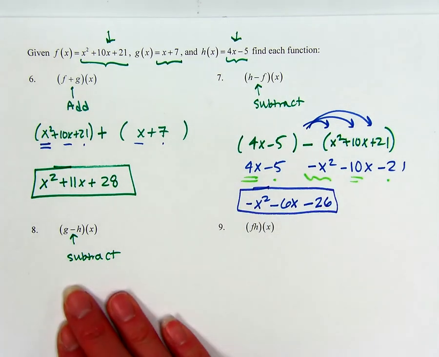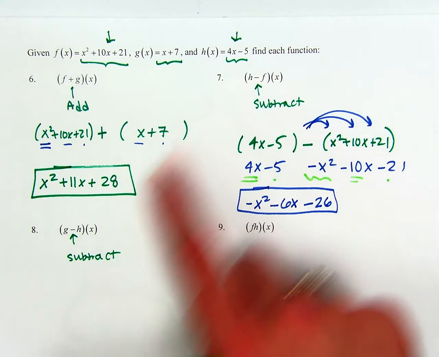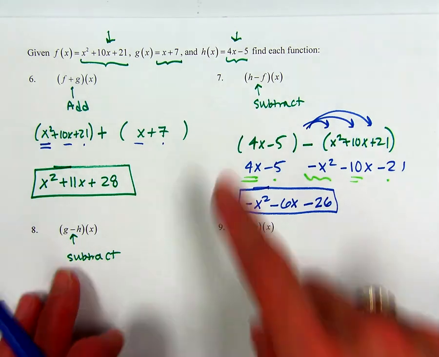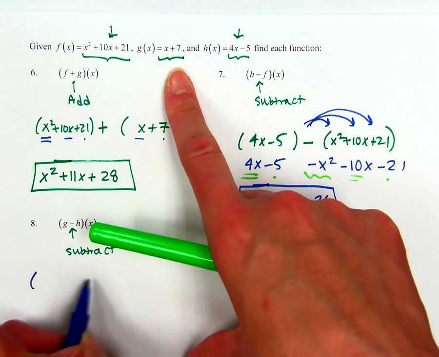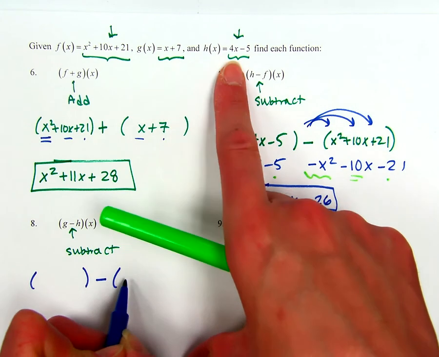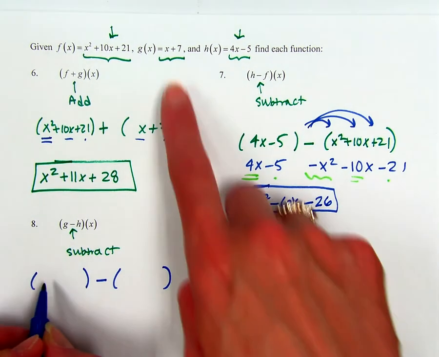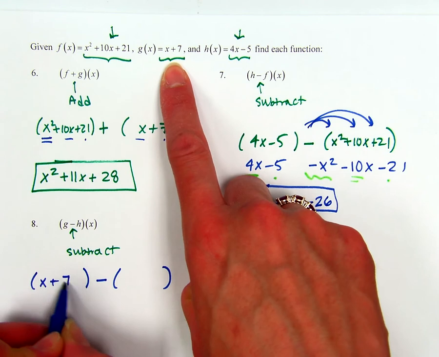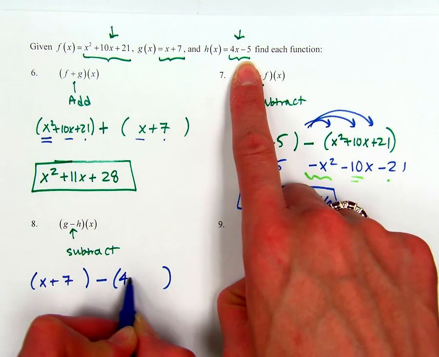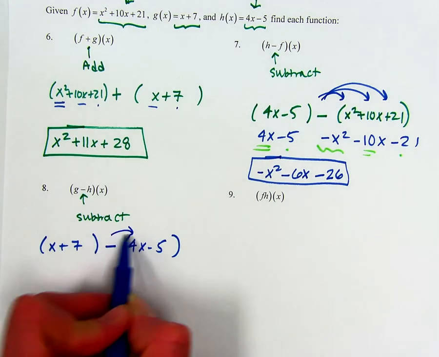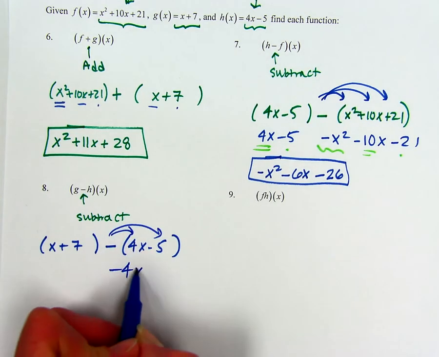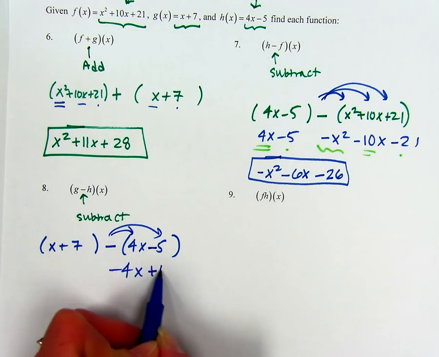All right, number 8, it's also subtraction, but these are totally different equations. Instead of h and f, they want g and h. Okay, so now we want equation g first, and then equation h second. So equation g is x plus 7. Equation h is 4x minus 5. And now it's just a subtraction problem. So distribute negative 4x, negative times negative is plus 5.